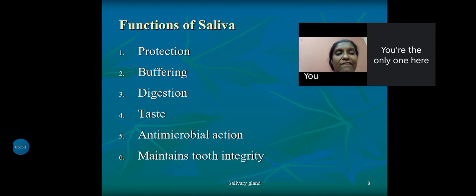Functions of saliva. Now I am going to mix up the composition of the saliva, the component of the saliva, and the function it does and how it is going to be beneficial to the oral cavity. So first of all, functions of saliva: protective function, buffering action, digestive function, required for taste perception, antimicrobial action, that is defense purposes, and maintenance of tooth integrity.